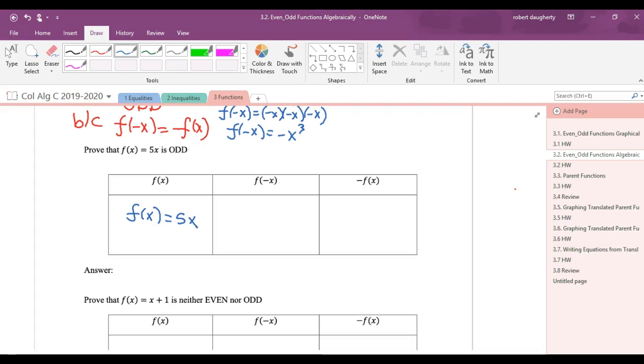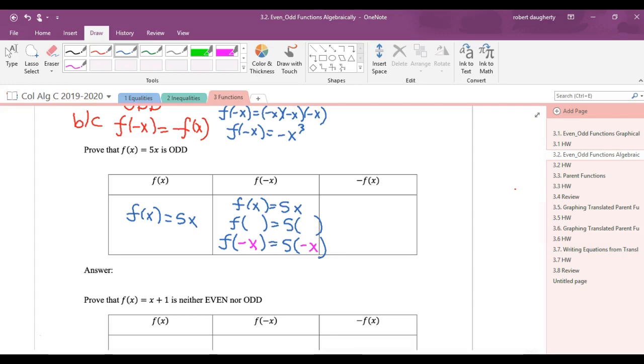So f of x equals 5x, okay? You may not like this, but I always just write the next line, replacing all my x's with blank parentheses, because I'm about to substitute something else into this function. What am I going to substitute in? f of negative x is equal to 5 times negative x. That's why I use these blank parentheses, and it makes it easy to substitute in that negative x.